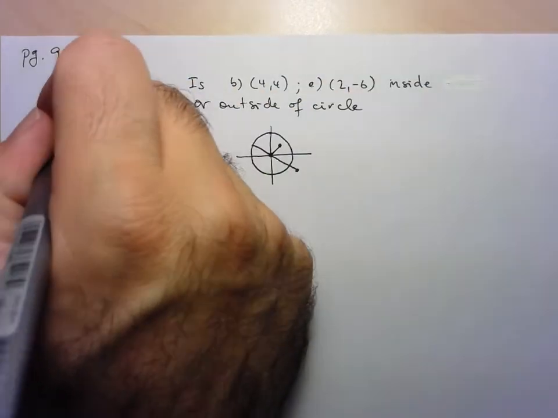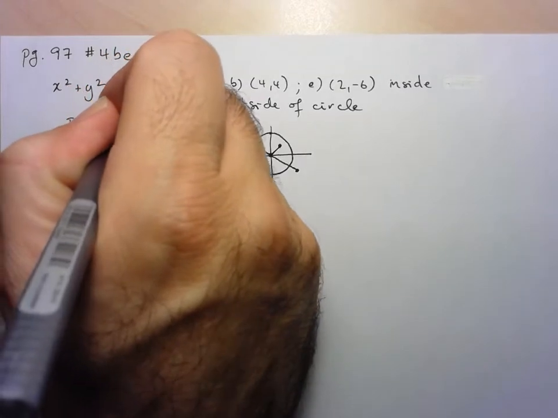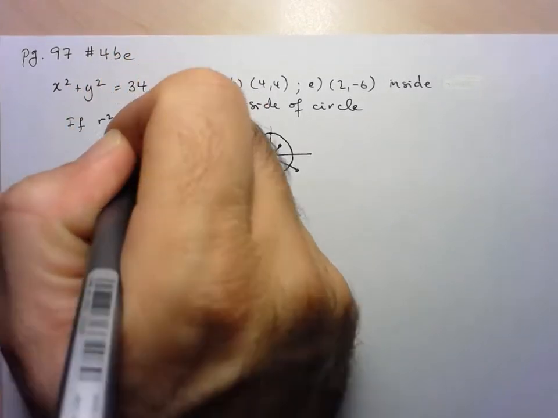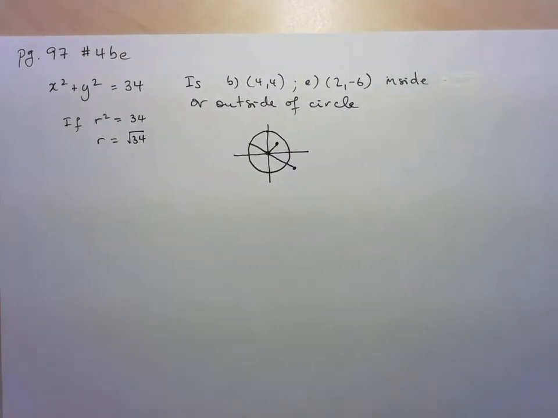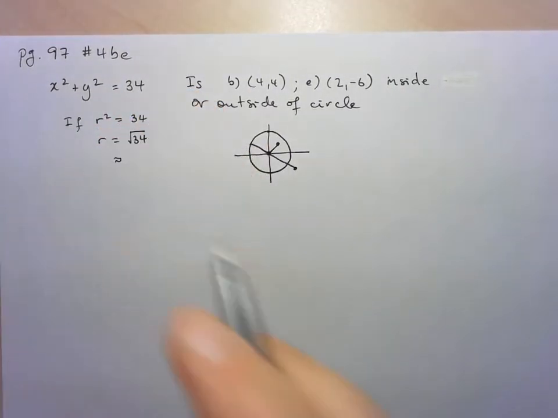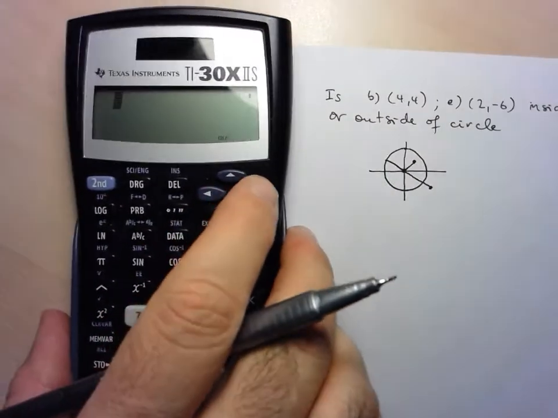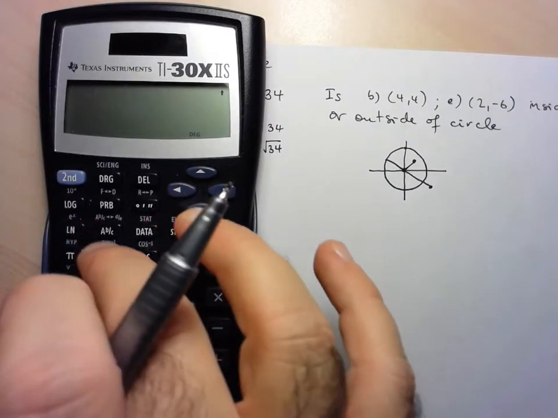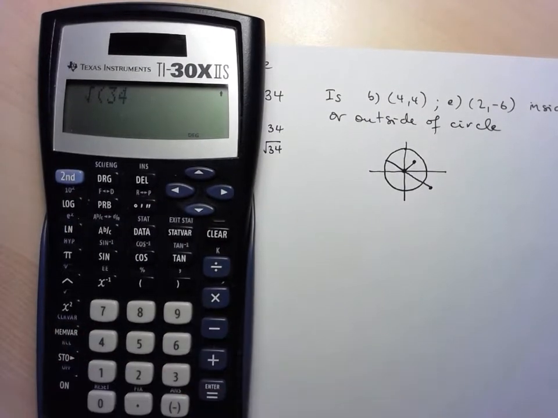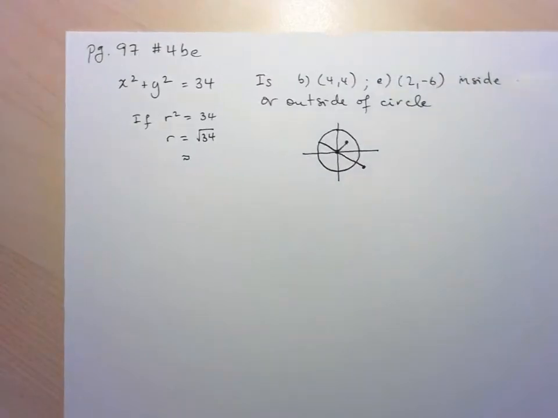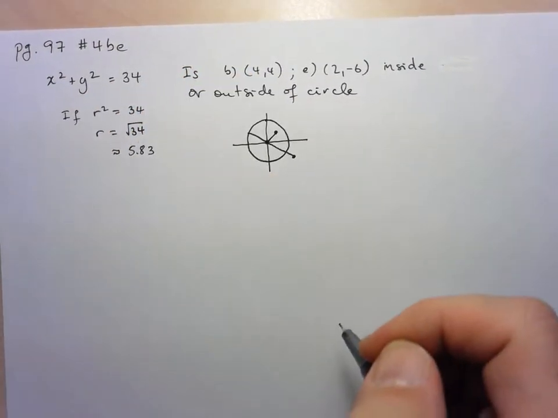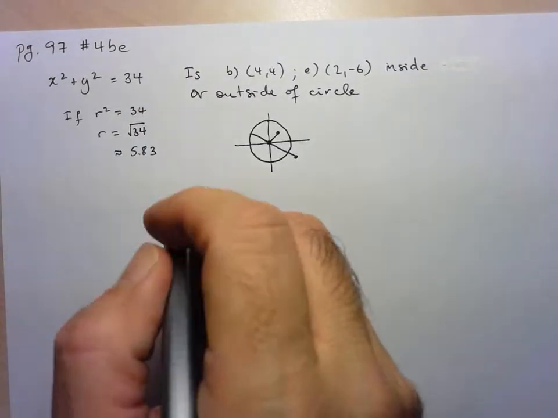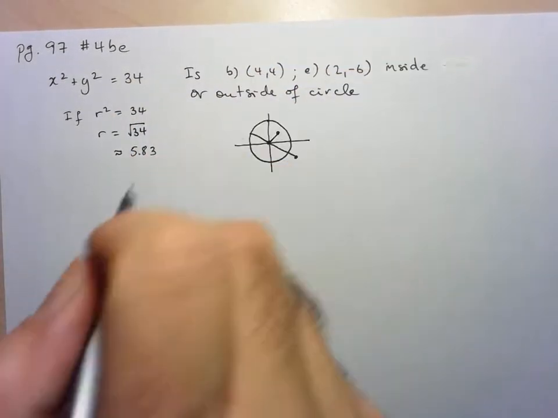Here, if r squared is 34, then r is going to be equal to the square root of 34. If we want to get a sense, it's a lot easier if we approximate. The square root of 34 will be just under 6, so that's about 5.83. I'm going to use that to check here. Let me start by finding, let's call this B and let's call this E.